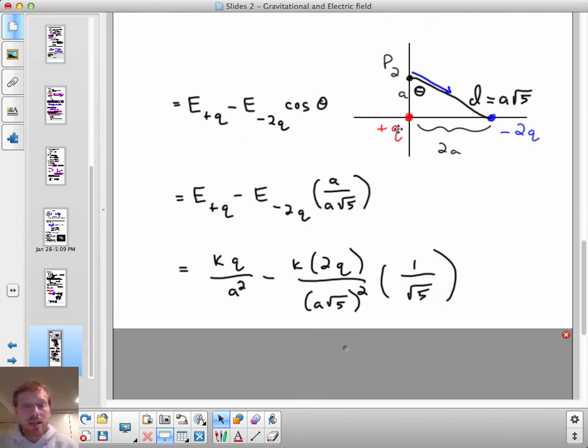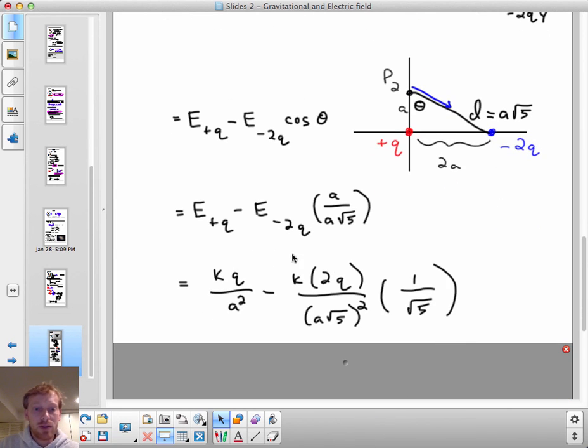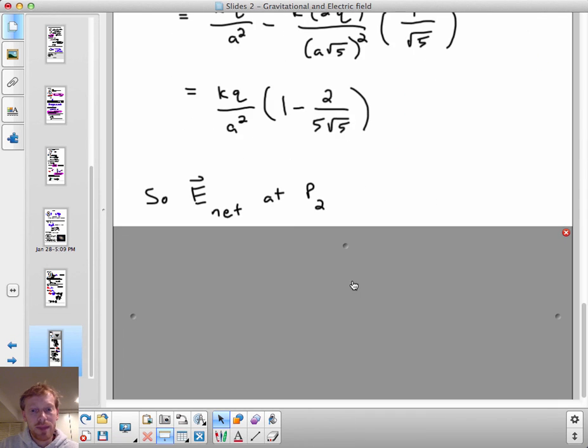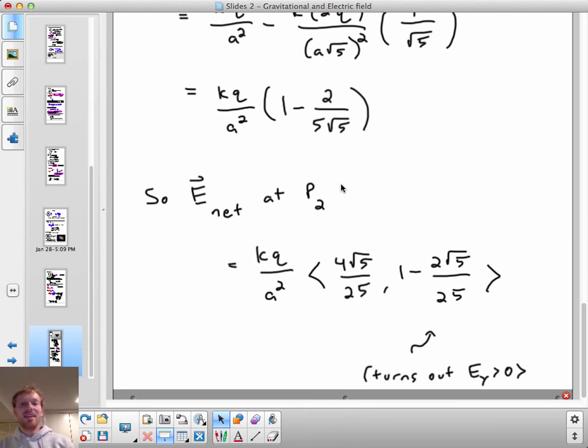Substitute the magnitude of this red electric field vector contribution is kq over a squared. The rest is substitution, and you've got it. So the net electric field is this quantity times this amount in the horizontal direction and this amount in the vertical direction. So I think we were right that the net vertical component is upward.